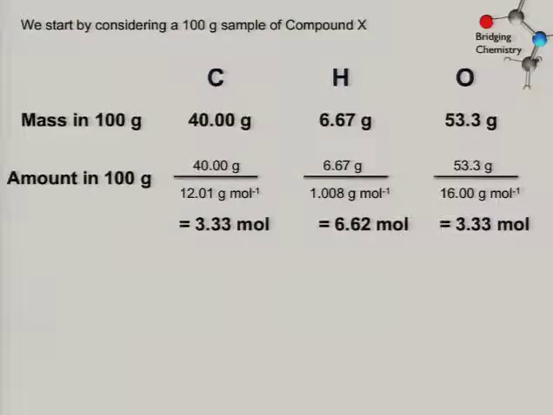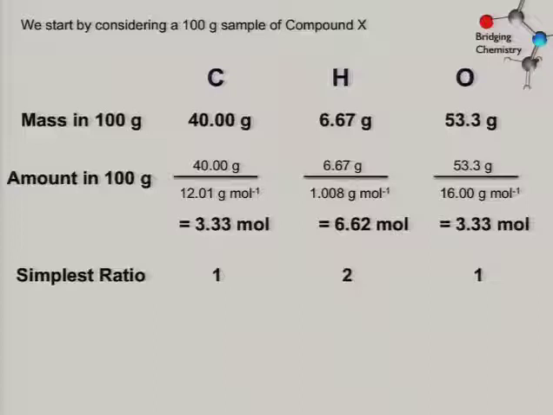Okay? And so suddenly now, hopefully, the actual ratio becomes a lot more clear. Yeah? In your 100 grams of compound, you've got 3.33 moles of carbon and 6.62 moles of hydrogen and 3.33 moles of oxygen. So now what we can do is we can work out the simplest way of expressing that ratio, 3.33 to 6.66 to 3.33. And the simplest way of expressing that ratio is 1 to 2 to 1. Yeah? It's also 2 to 4 to 2, or 3 to 6 to 3, but the simplest way, which is what the empirical formula is all about, is 1 to 2 to 1.